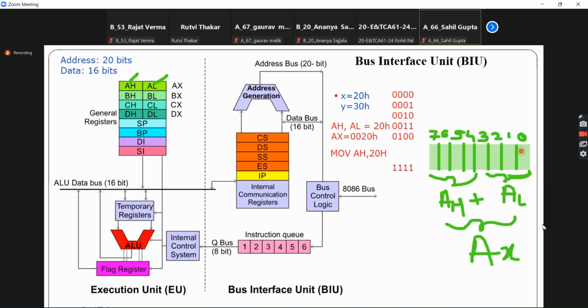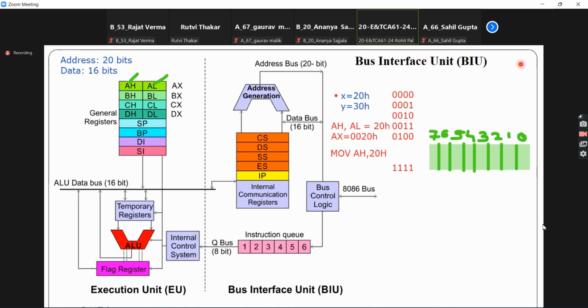AH and AL. I have shown this as 0 to 7. The total AX will be 0 to 15 bits. Ma'am, can you clear that AX is equal to 0020 hexa? AH comma AL is equal to 20H. Below that, AX is equal to 0020H. Yes, ma'am, that 0020H.